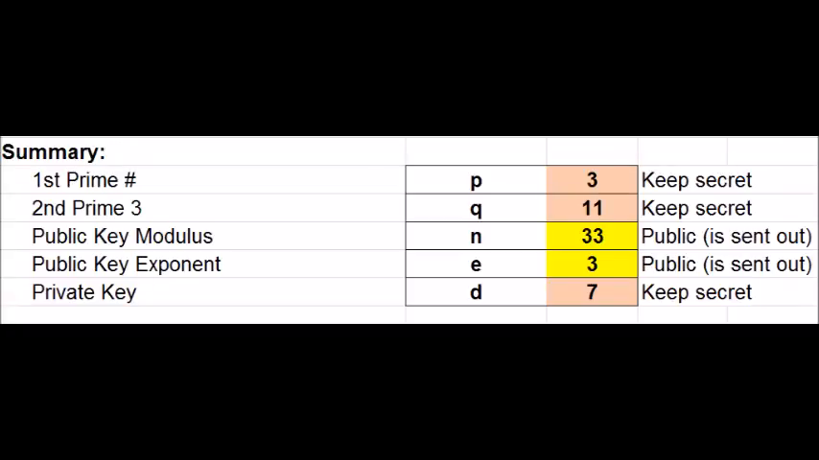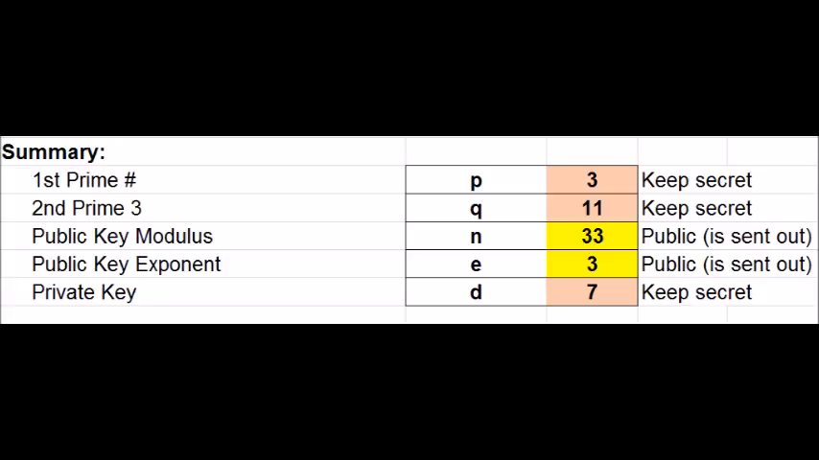So public keys are known by everyone. Private keys are only known by you. So here's where we get to the fun encrypting part. Now that we know all these variables, what we do is we write out a message.